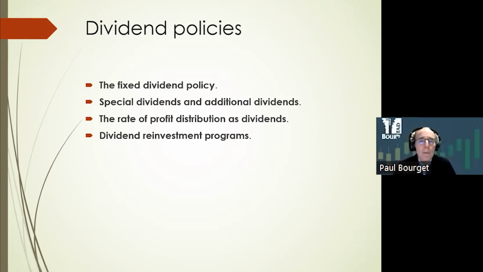The fixed dividend means that a firm like Metro, for instance, has signaled to the market that until further notice, they have decided that they will give 30.25 Canadian cents per quarter as dividend. Most of the large firms on the market have adopted the fixed dividend policy.